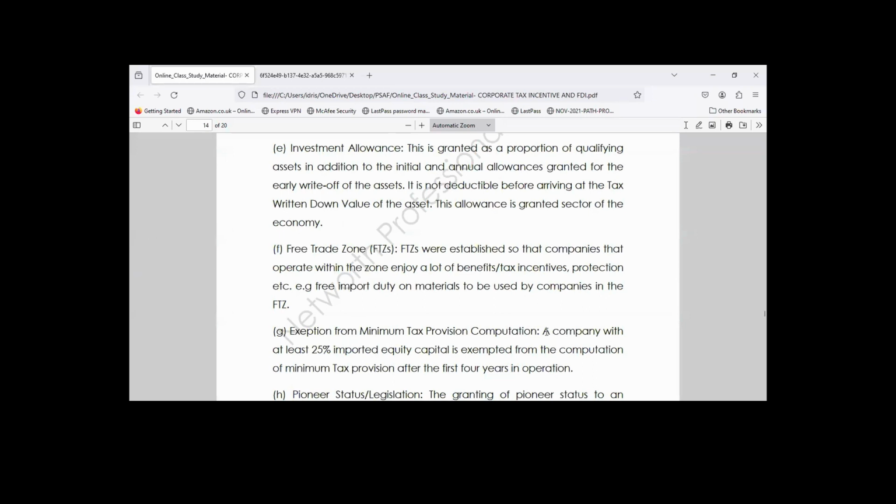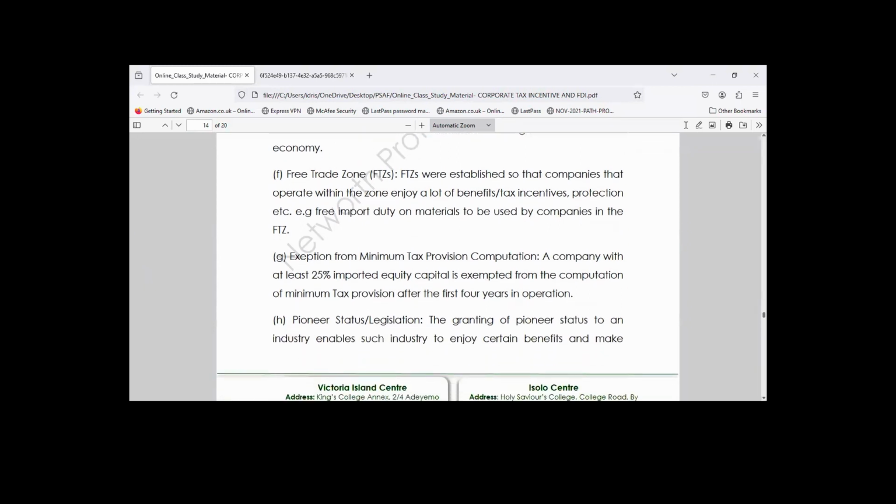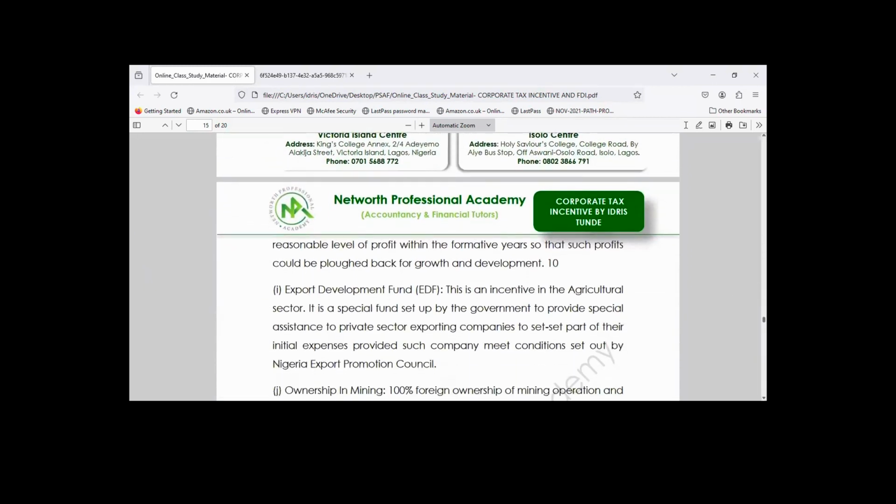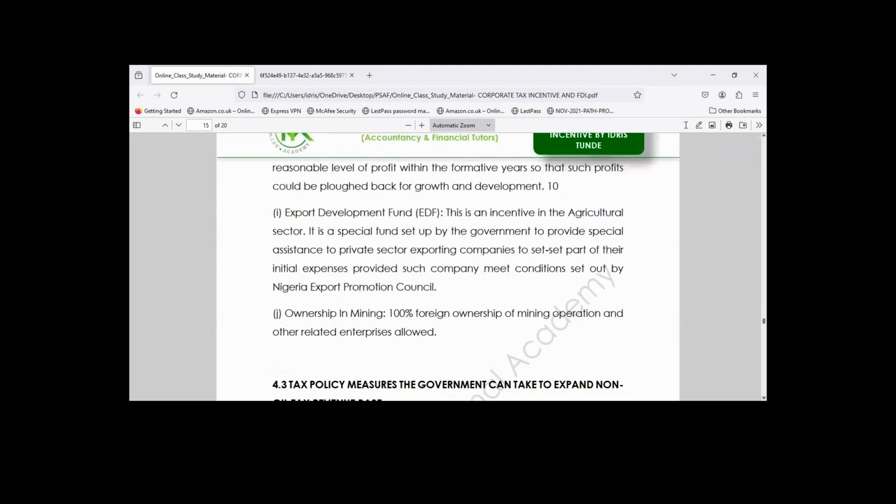Exemption from minimum tax. By exempting some companies from minimum tax, a company with at least 25% imported equity shall be exempted from minimum tax. A company with at least 25% imported equity shall be exempted from what? Minimum tax. It will attract foreign direct investment.